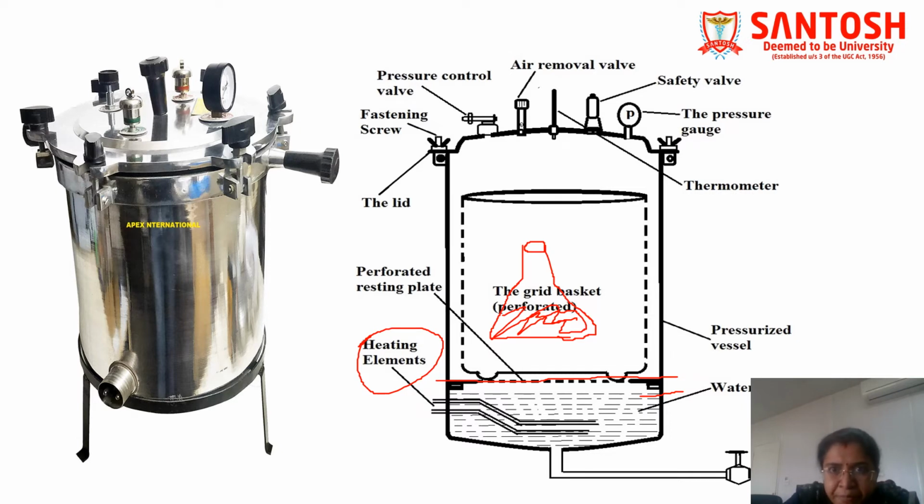Now what is in the lid? There is a pressure gauge that will show us the pressure. Then there is a safety valve, in case the pressure increases too much. Everything that a cooker has, a cooker also has a safety valve, though it doesn't have a pressure gauge, but there is a safety valve. Then there is an air removal valve, a pressure control valve, and fastening screws. The lid should not open. Whenever the pressure increases, the lid should not open. So it should be tightly closed with screws, and this is the lid.